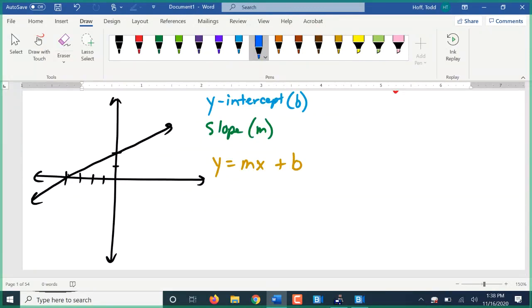So here in this line, our y-intercept is right here. It's where it crosses the y-axis. That's plus 2, 2 units above the origin. So our y-intercept is just a positive 2, or just a 2.